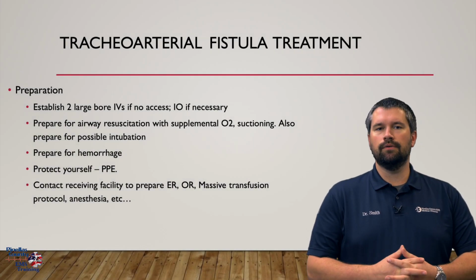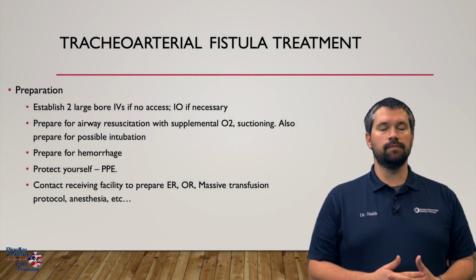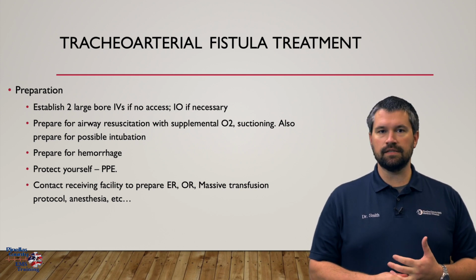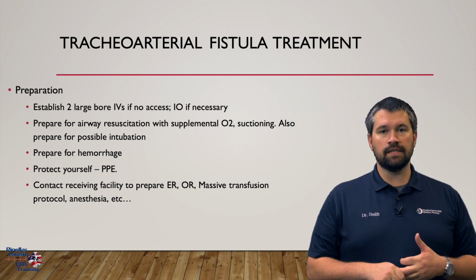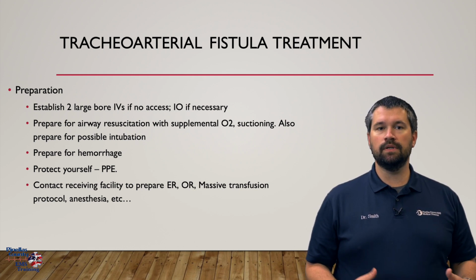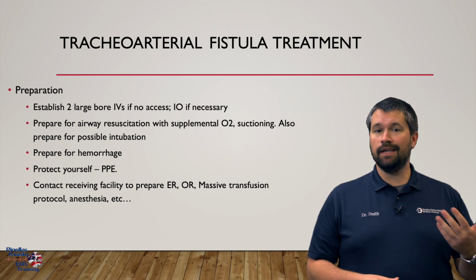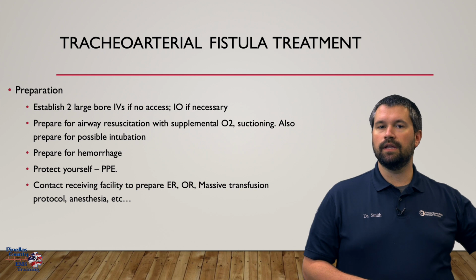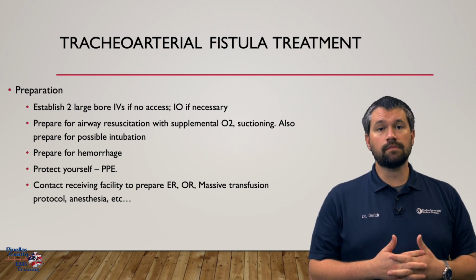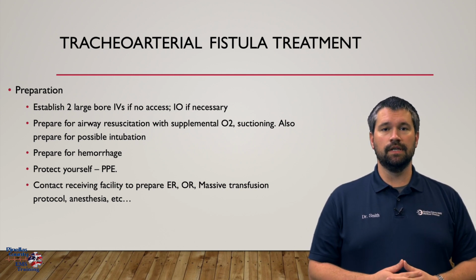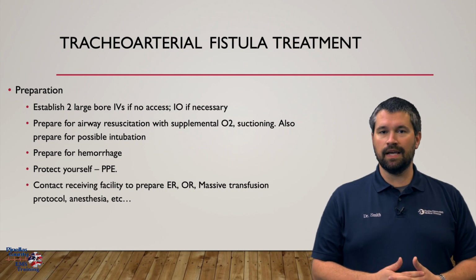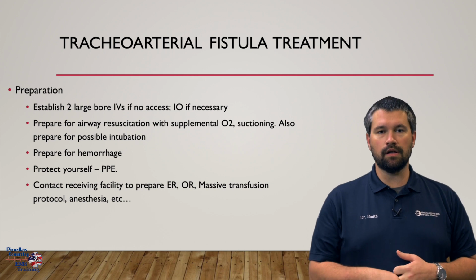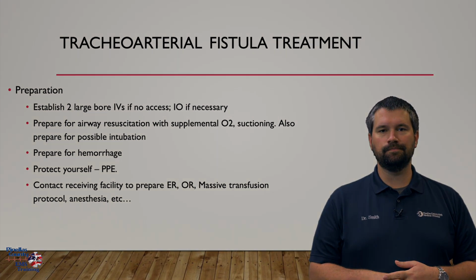So how do we manage a tracheoarterial fistula? First off, prepare. Just like any other massive hemorrhage, establish 2 large bore IVs, IOs if necessary. Prepare for airway resuscitation, supplemental oxygen, all of your equipment, suctioning. Prepare for intubation. Again, this is the same issue. If we've had loss of the airway, we can still intubate if they have a patent airway. Prepare for hemorrhage and protect yourself. Contact the receiving facility to give them a heads up. They may want to prepare the emergency room, operating room, or activate mass transfusion protocols, notify their anesthesia, etc.